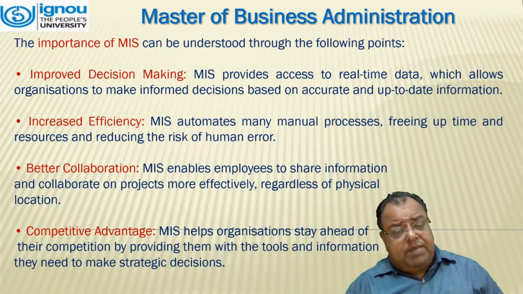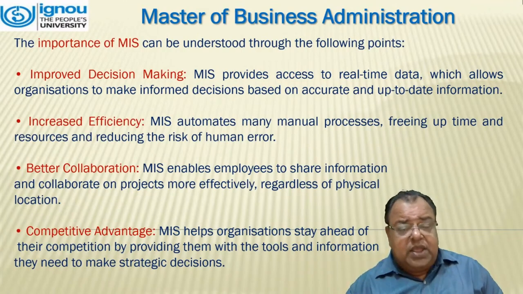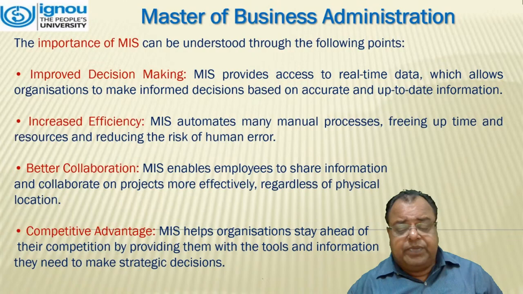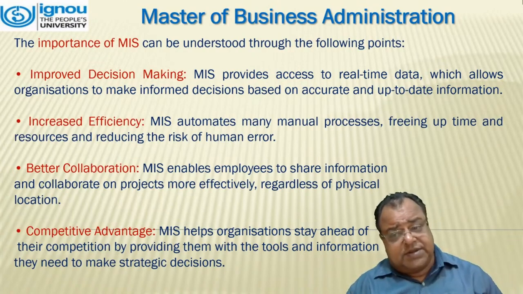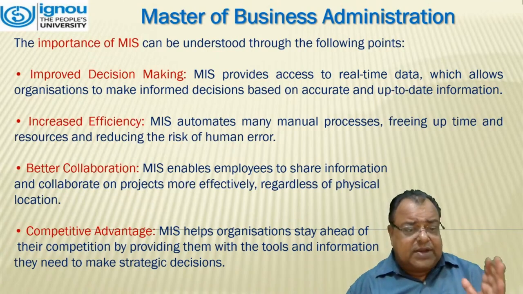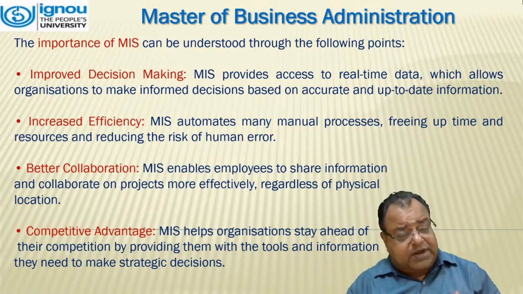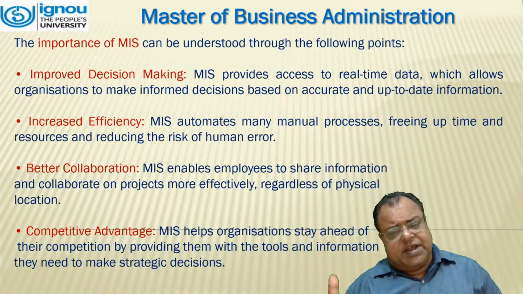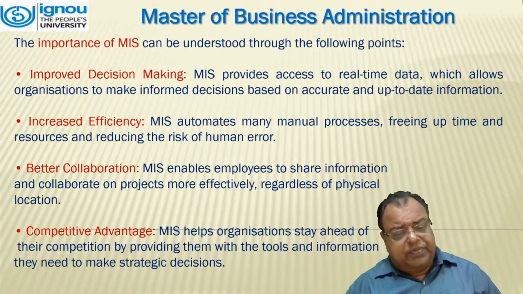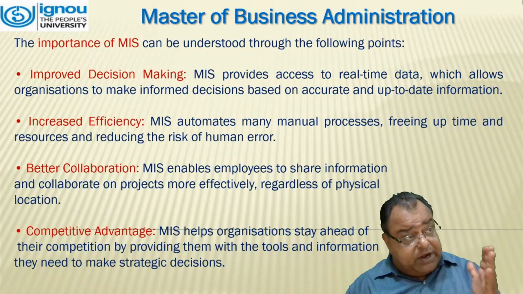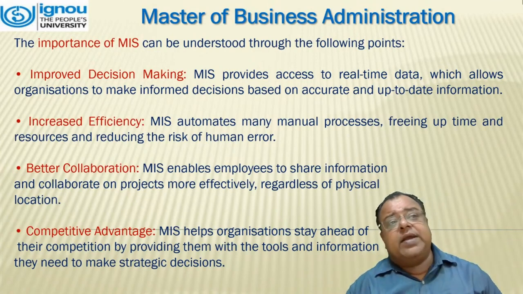Improved decision making. MIS provides access to real-time data, which allows organizations to make informed decisions based on accurate and up-to-date information. It increases efficiency. MIS automates many manual processes, freeing up time and resources and reducing the risk of human error. Better collaboration. MIS enables employees to share information and collaborate on projects more effectively, regardless of physical location. Competitive advantage. MIS helps organizations stay ahead of their competition by providing them with the tools and information they need to make strategic decisions.